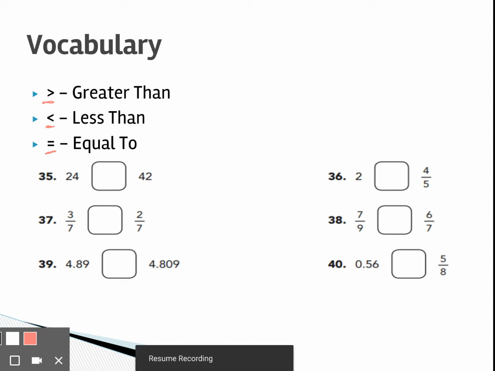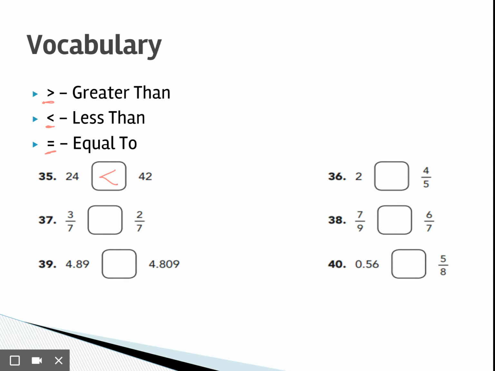So I'm going to use my symbols as I stated and then read them across using the terms correctly. So I would fill this in, having the mouth open to my larger number, and I would read it 24 is less than 42. Again, I'm using the vocabulary. In number 36, I'm putting my mouth open to the greater number. I know 2 is bigger because it's bigger than 1, and 4/5 is a proper fraction, so it must be less than 1. And I'd read 2 is greater than 4/5.